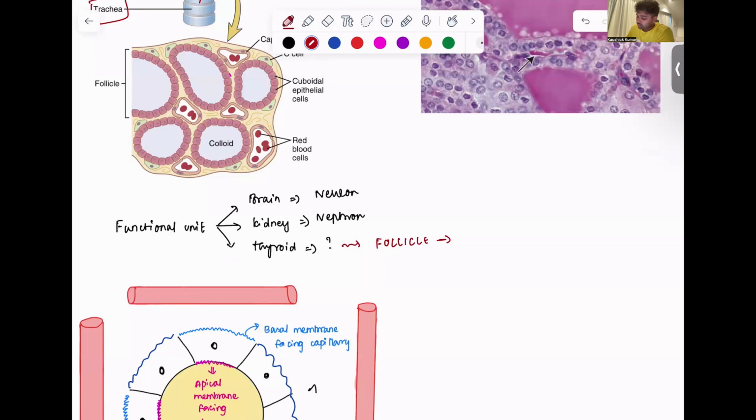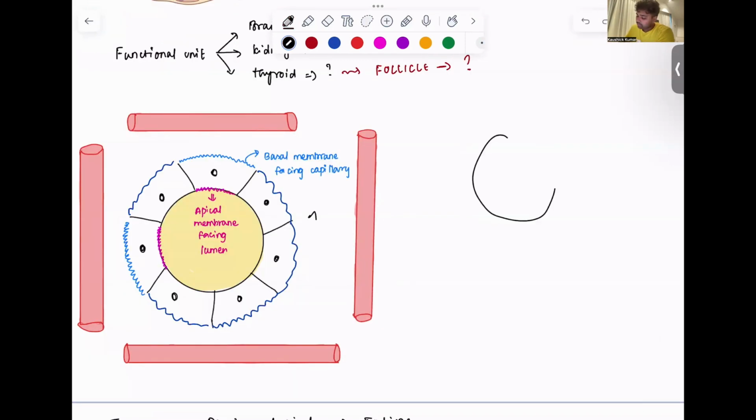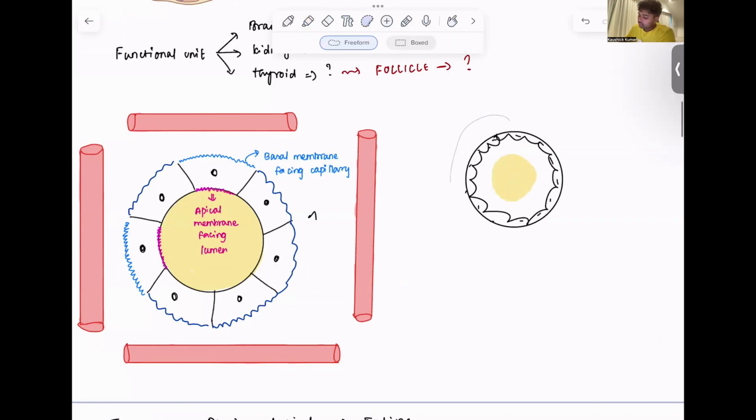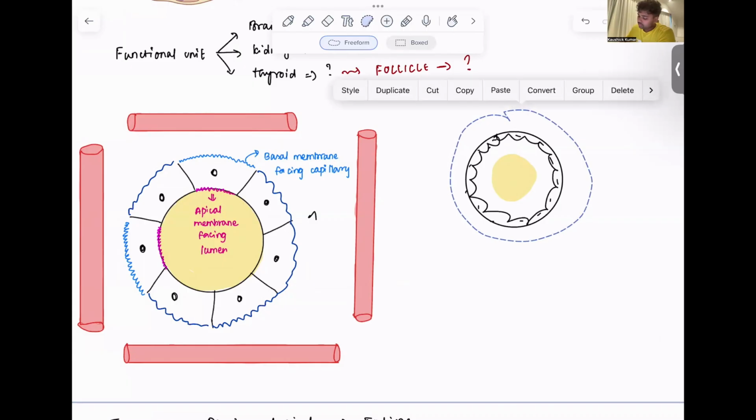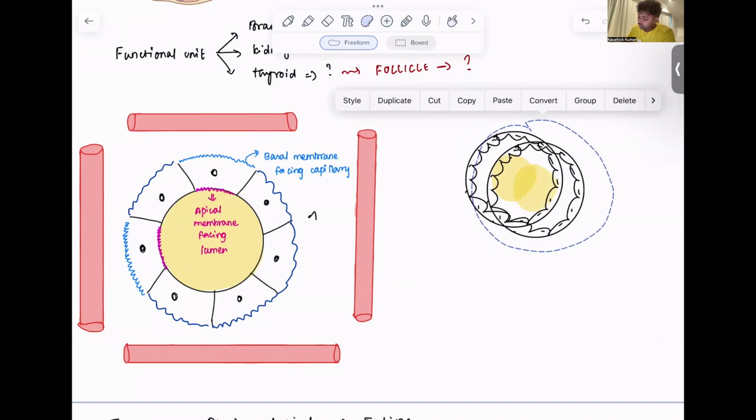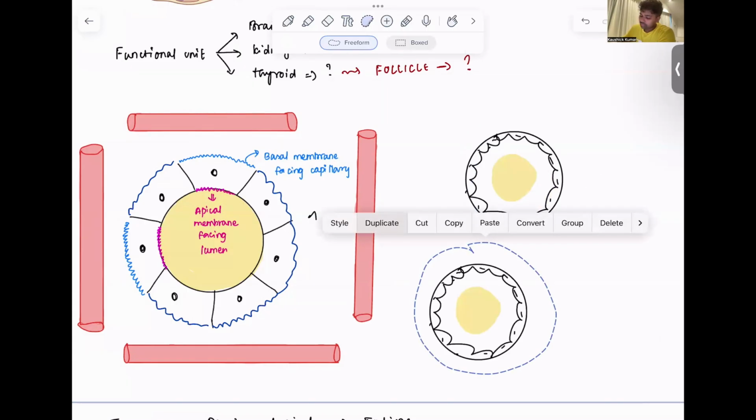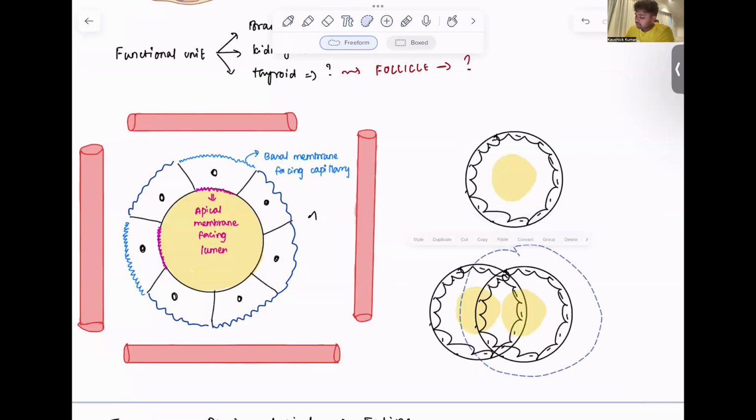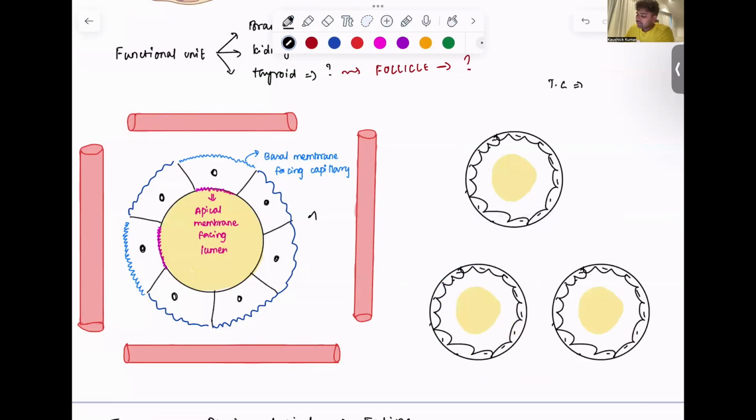But what is a follicle? A follicle is lined by a single layer of simple cuboidal epithelial cells, and in its center it contains colloid. So the thyroid gland is made up of these follicles throughout. The thyroid gland is ductless. It does not contain any ducts, so all these hormones get secreted directly into the blood.